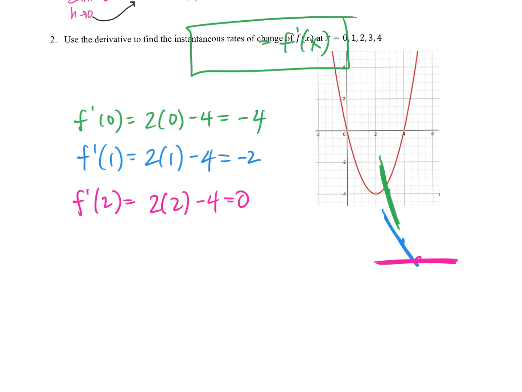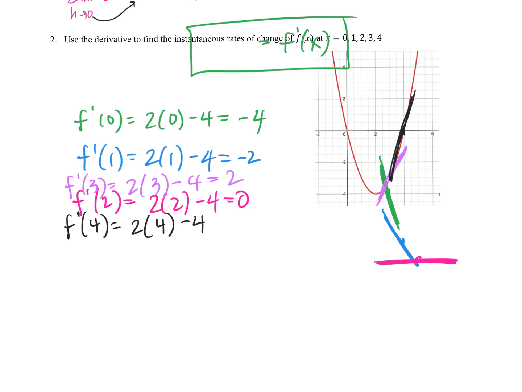Group effort. Once we get over to positive 3, f prime at 3, I'm going to do this in purple, is going to be 2 times 3 minus 4. What's that slope going to be? 2. At 3, does this look like it's got a positive slope? As I go to 4, do you think that slope's going to be even bigger? Yeah, when I plug in a 4 and I say f prime of 4, that'd be 2 times 4 minus 4, which would get me a slope of 4. Good job.